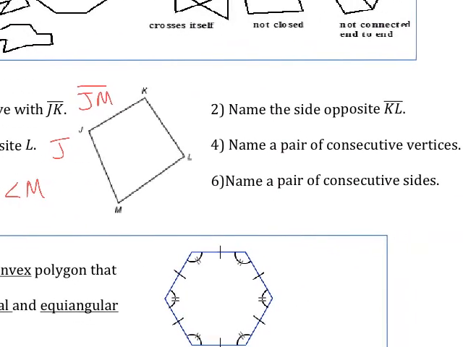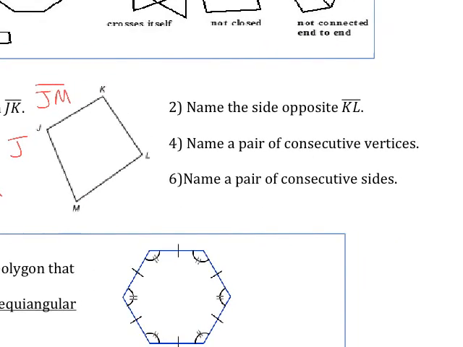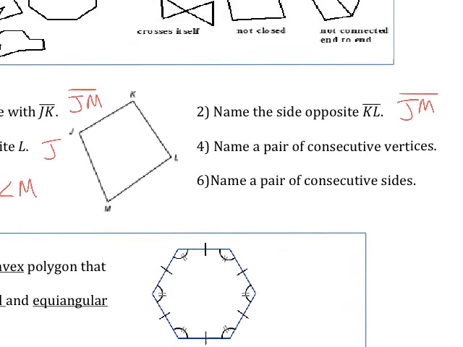All right, moving over to 2, 4, 6. Opposite of KL would be JM. Okay. Consecutive vertices, so you could do a lot of different things here. You could do JK, JM. The only thing you couldn't have is JL or KM, right? Everything else would actually work. So no JLs or no KMs.